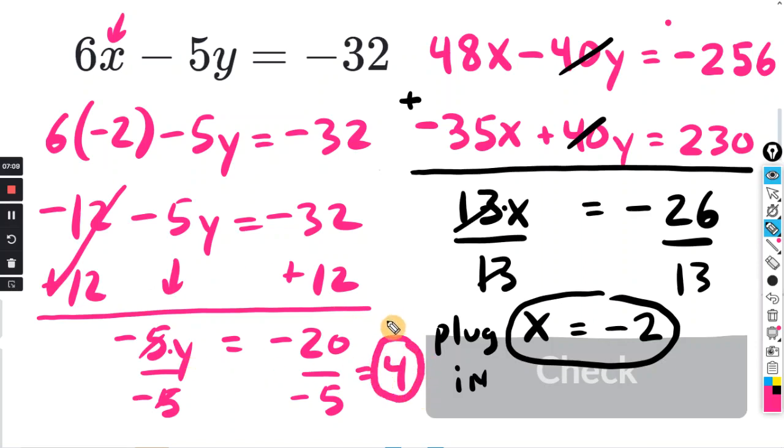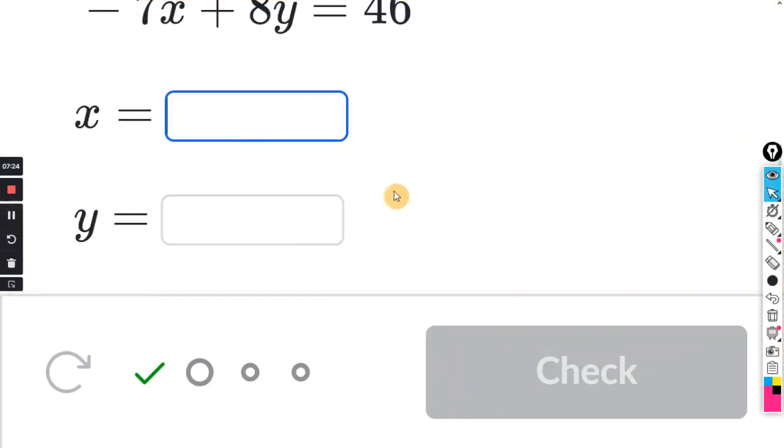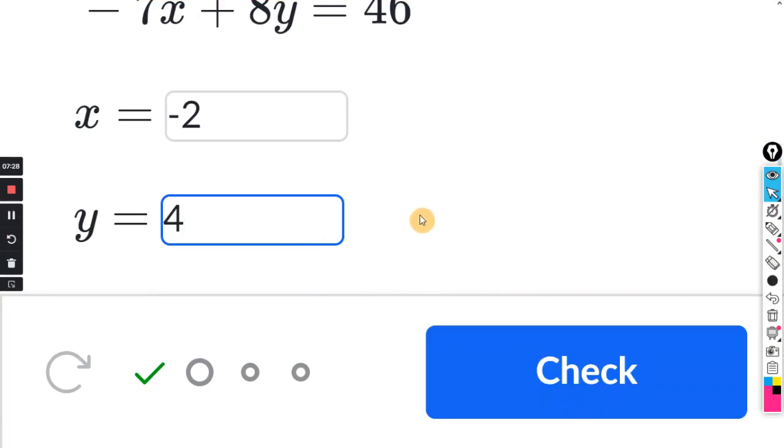So that's y. And that is your final answer. x is negative 2, y is 4. Click in the box, negative 2 for x, positive 4 for y.